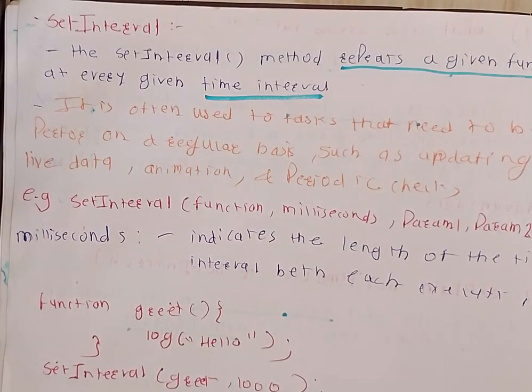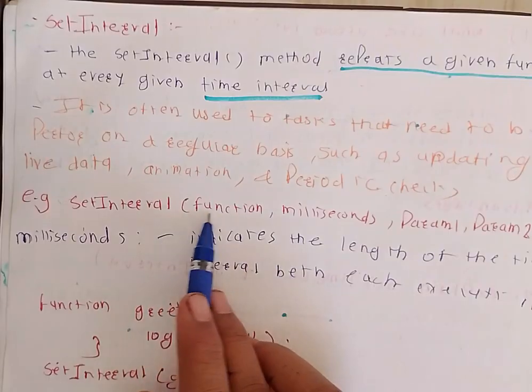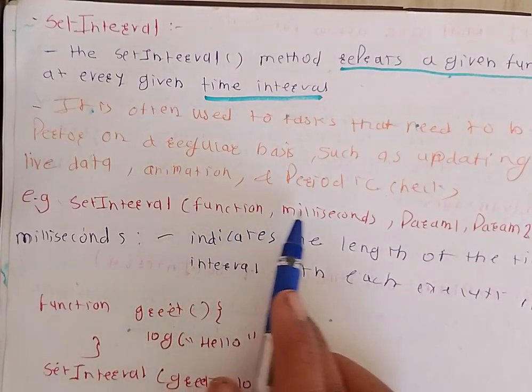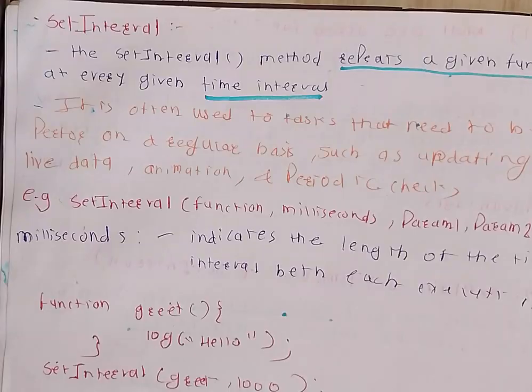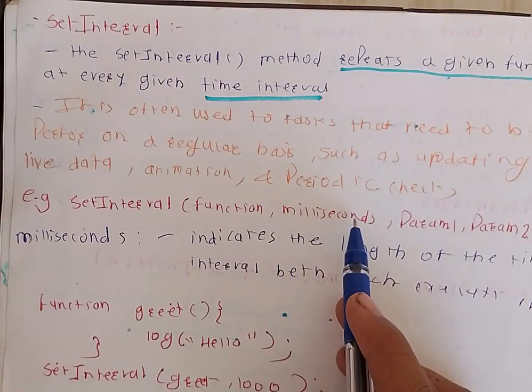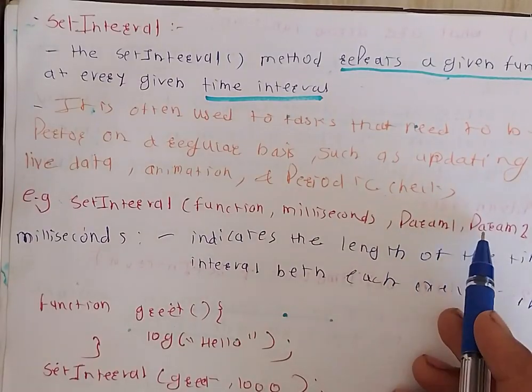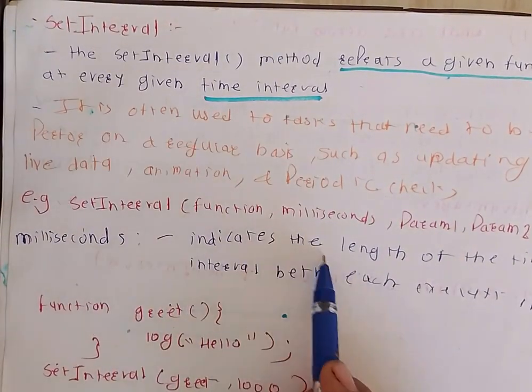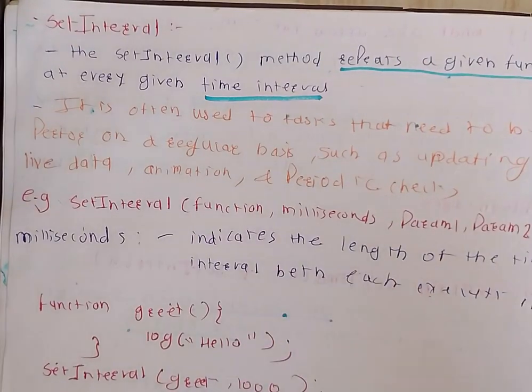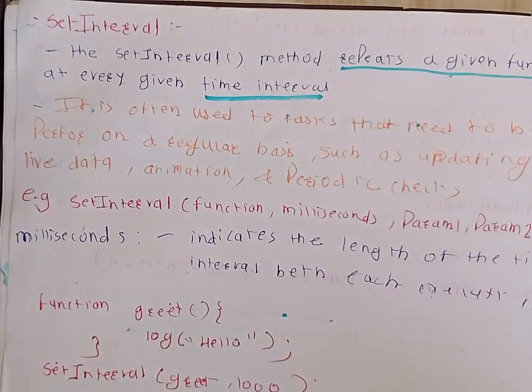This function is generally used for updating live data, and for that, fetching APIs and things like that. setInterval has a syntax which takes parameters like the function, then a time in milliseconds after which it will be executed again and again, and parameter 1 and parameter 2, which are optional parameters. The milliseconds indicate the length of the time interval between each execution, like how much delay there will be in each iteration.